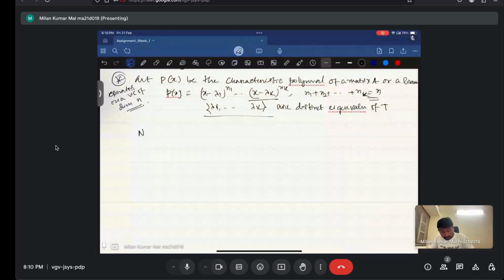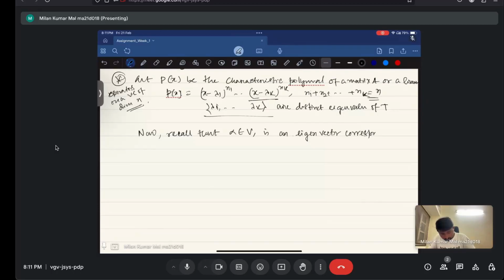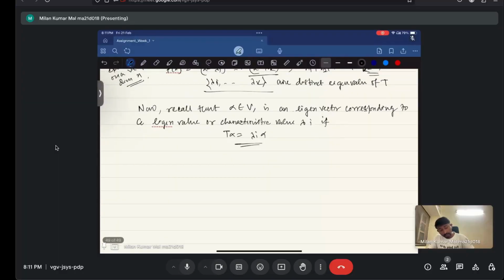Now recall that alpha in the vector space V is an eigenvector corresponding to an eigenvalue or characteristic value, same thing, lambda i if T of alpha is equal to lambda i alpha. But alpha should not be equal to 0.